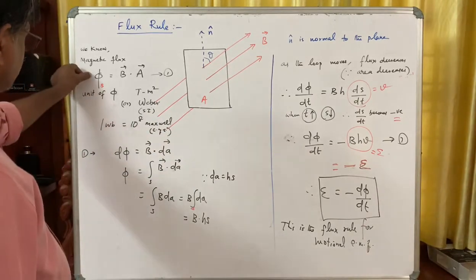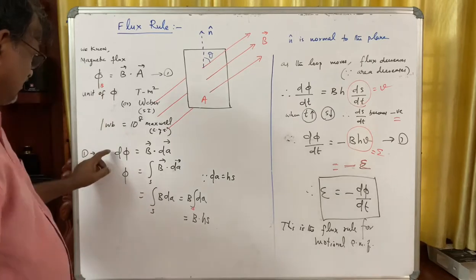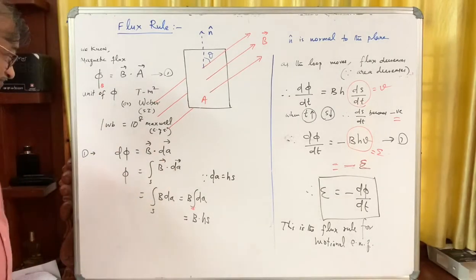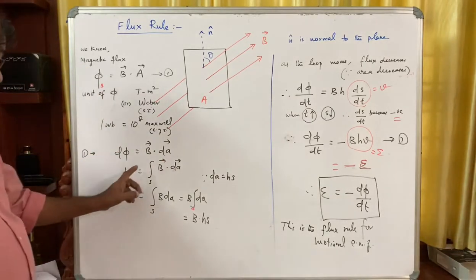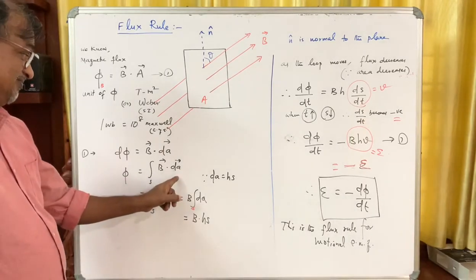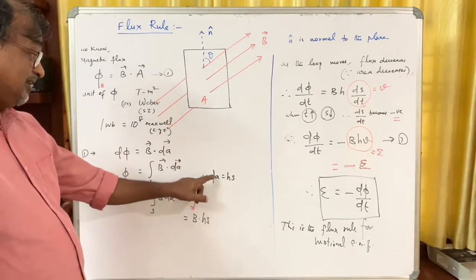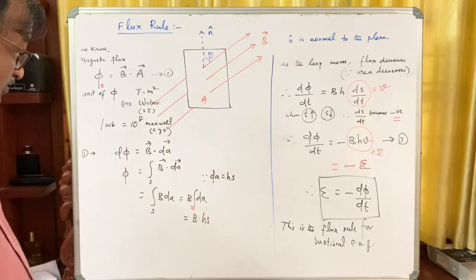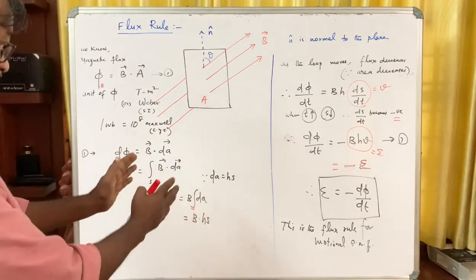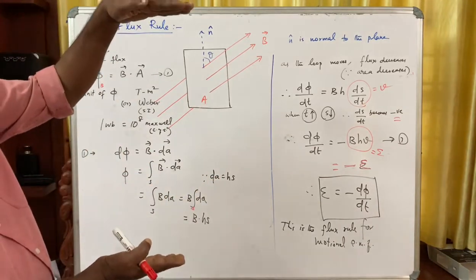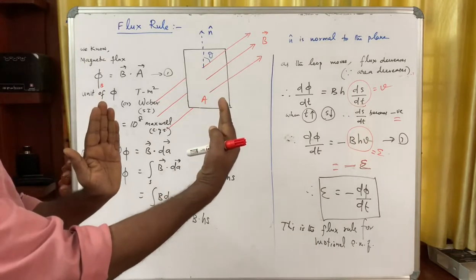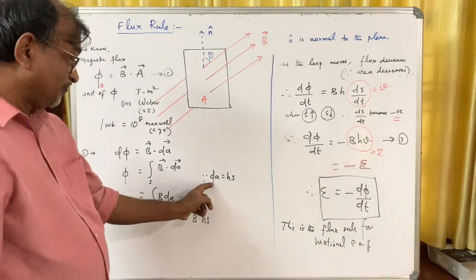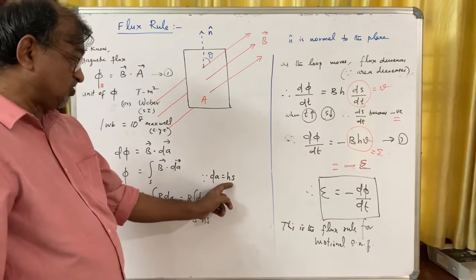So from this equation we can write d phi equal to B dot dA. Then phi is equal to the surface integral of B dot dA. What is dA? In the previous figure, we know that h is the length of the conductor and s is the distance through which the conductor is moved. So the area covered is dA equal to hs.